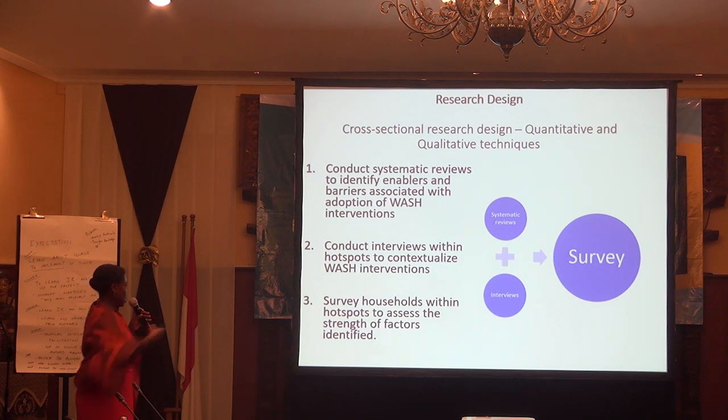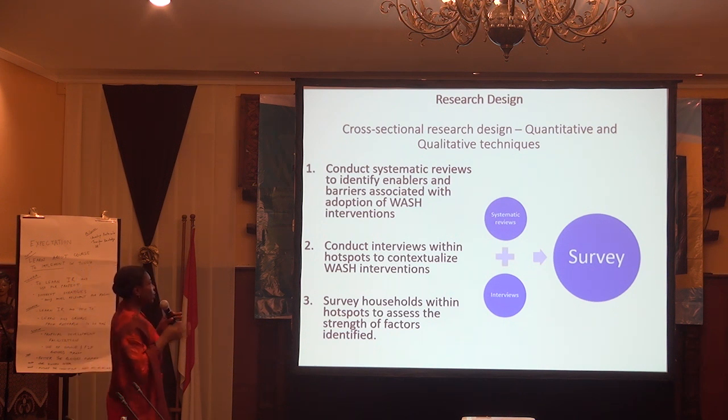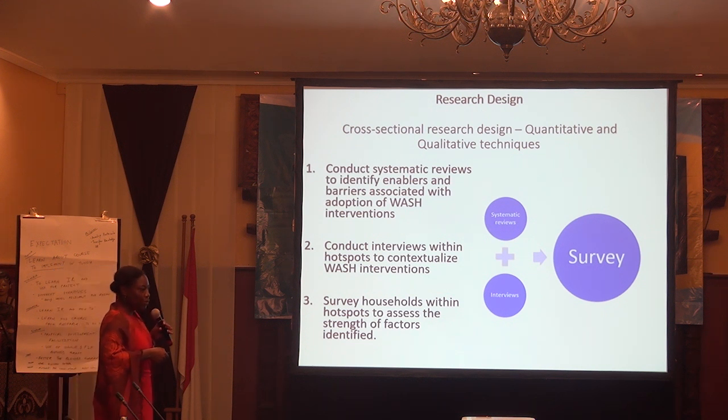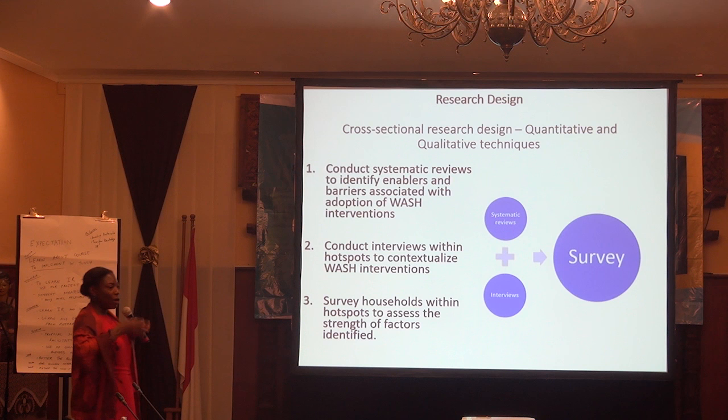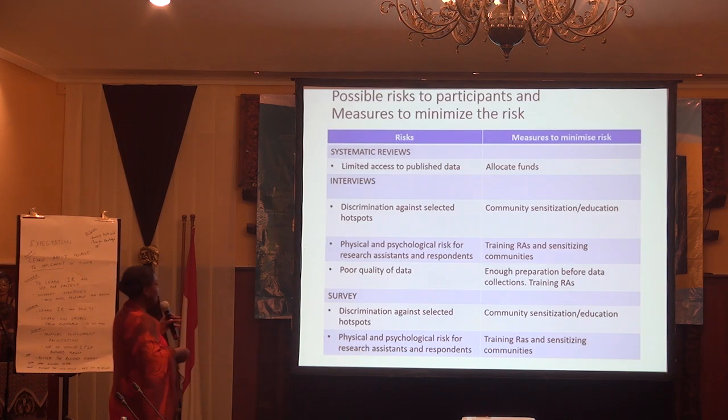For this, the research design, or the approach that we want to use, is going to be cross-sectional, with both qualitative and quantitative techniques. And we have 3 specific techniques that we'll be using. We would want to conduct systematic reviews, also conduct interviews, and after that we'll do surveys. We use this because of how we want to order the processes. So we would do the systematic review together with the interviews, and that would inform how we structure the surveys. So now this is what we have.